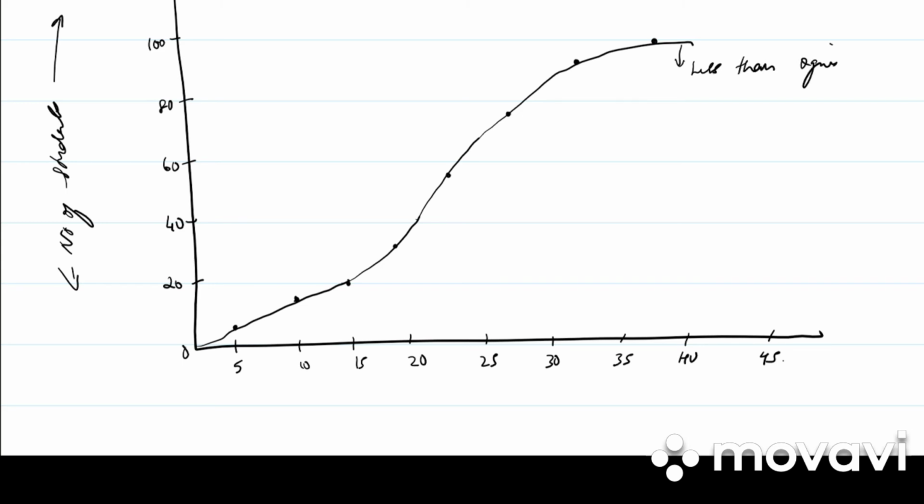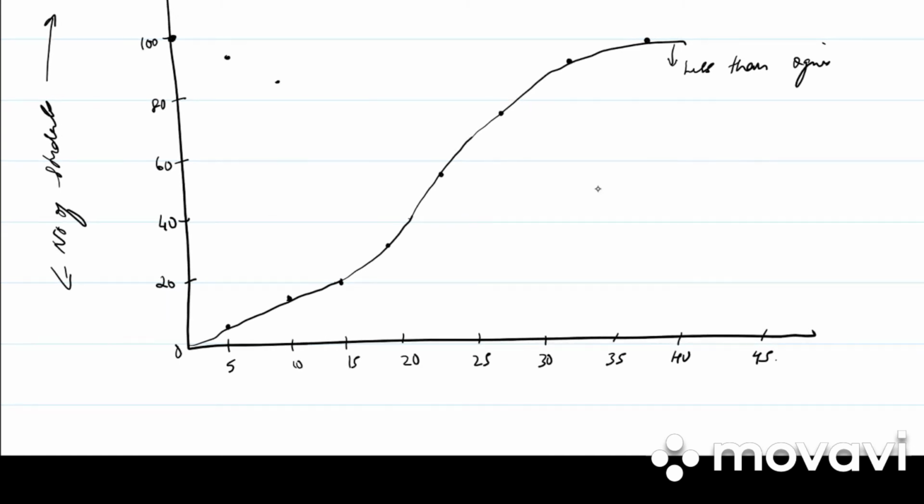And then we do the more than ogive. For 0 it is 100, for 5 it is 96, 10 it is 90, 15 it is 80, for 20 it is 70, for 25 it is 45, for 30 it is 23, for 35 it is 5, and for 40 it is 0. So we do the more than ogive.